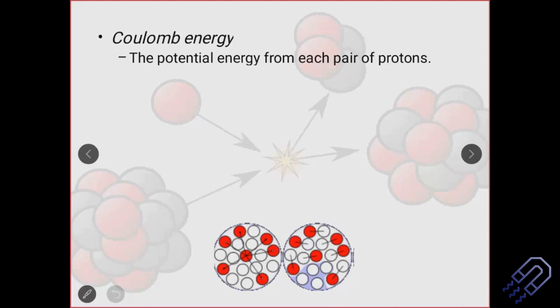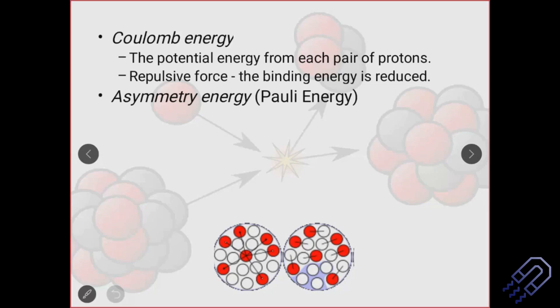Very important. So the potential energy from each pair of protons. Here we don't have anything to do with neutrons. The neutron said, proton, you take care of yourself. I'm not doing anything with Coulomb energy. Very simple. So we have got the repulsive force. I think this is one of the preliminary ideas we have in electrostatics, and the binding energy is definitely reduced. So not much explanation needed here.